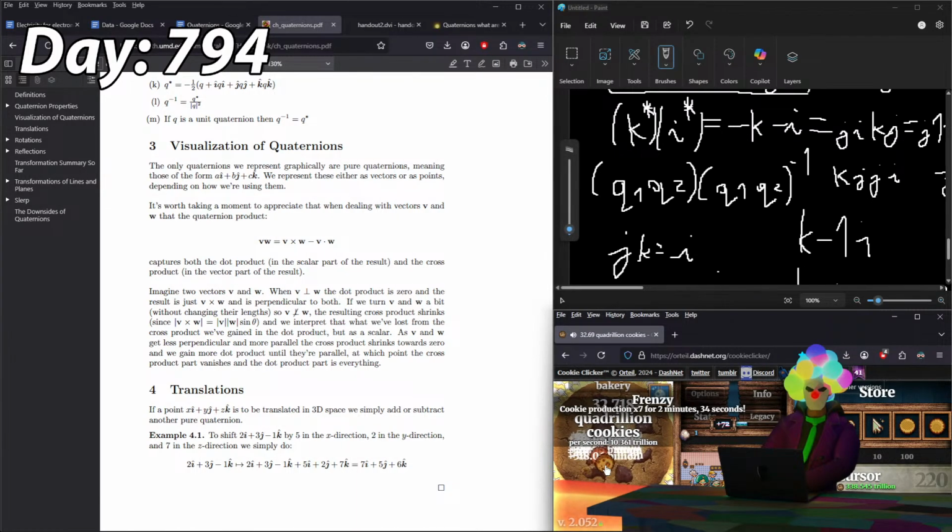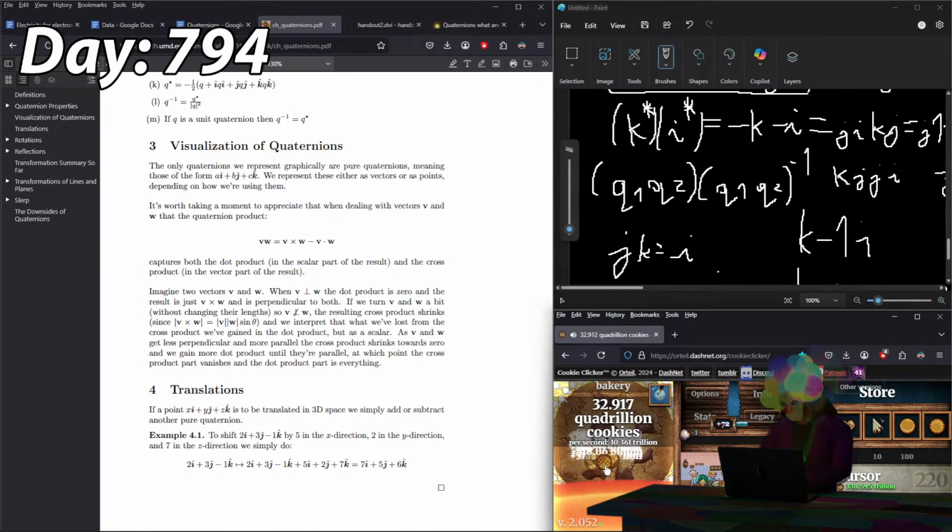Imagine two vectors, V and W, where the dot product is 0 and the result, V cross W, is perpendicular to both. If we turn V and W a bit without changing the length, the resulting cross product shrinks, and what we've lost from the cross product, we've gained in the dot product, but as a scalar. As V and W get less perpendicular and more parallel, the cross product shrinks towards 0. I'm trying to picture it in my head. When the cross product part vanishes, the dot product part is everything.